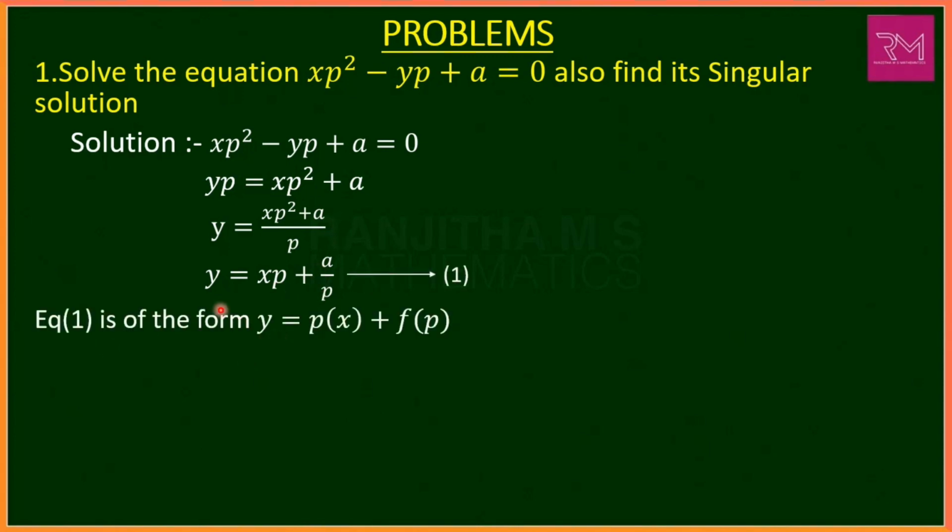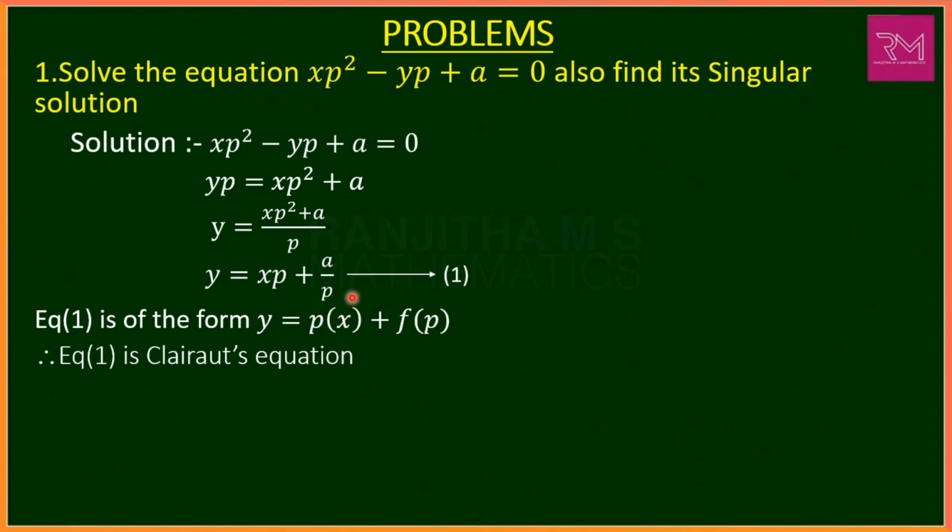Now equation 1 is of the form y is equal to p of x plus f of p. Here the first function is a function of p and x, but the second function is a function of p only. Here a is some constant. So equation 1, that is y is equal to xp plus a by p, is of the form y is equal to p of x plus f of p. Hence we can conclude equation 1 is a Clairaut's form of equation.